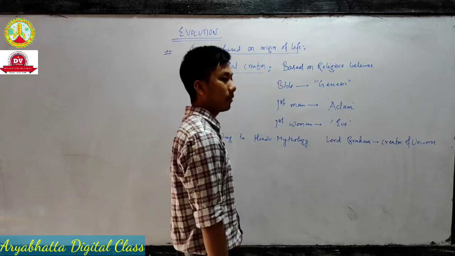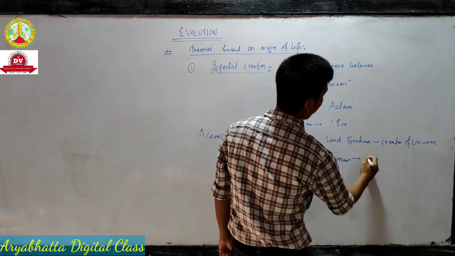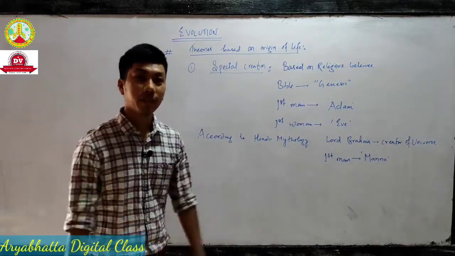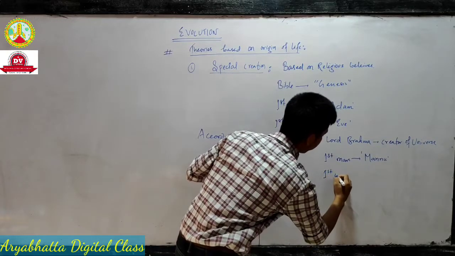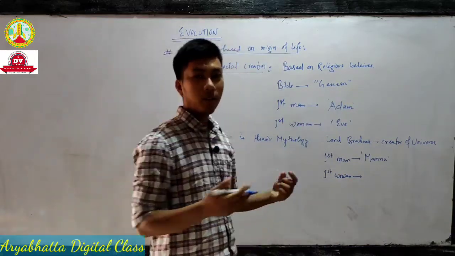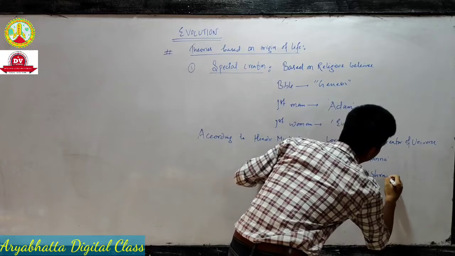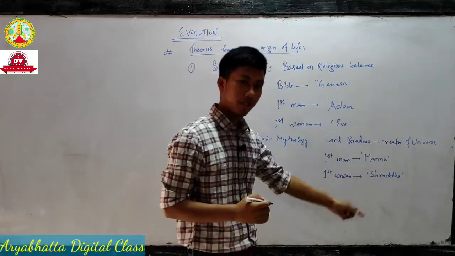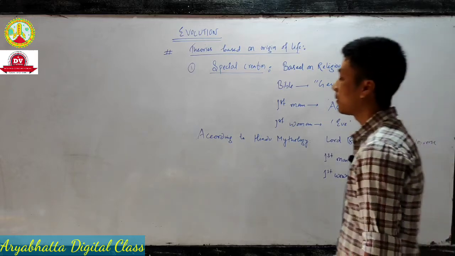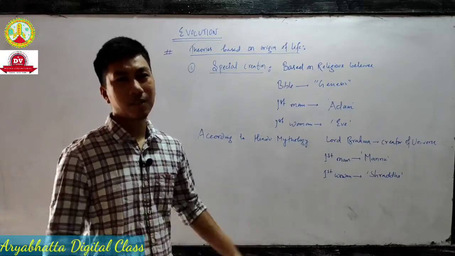Now, according to Hindu mythology, the first man on earth is known as Manu, and the first woman on earth is known as, a very common name, Shraddha Kapoor. Not Kapoor, just Shraddha. Don't write Kapoor. She's not the daughter of Shakti Kapoor, she's just Shraddha. So that's the theory of special creation. This theory is completely based on religious belief.